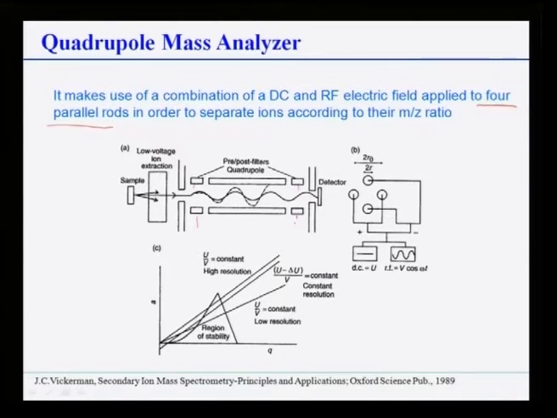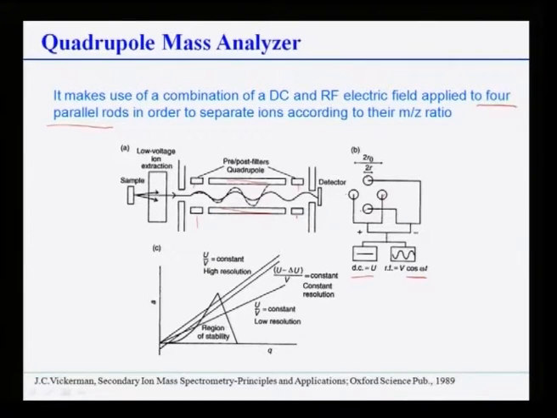They are the four important ones, and then it passes through this region where this quadrupole actually separates the ions depending on their mass to charge ratio, and they are detected. You can see here this is the DC voltage, this is the RF voltage you can apply, and again, these are the four probes of different dimensions.